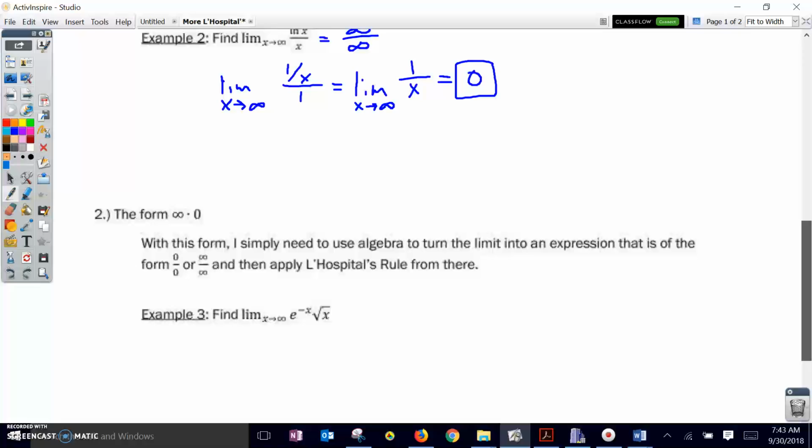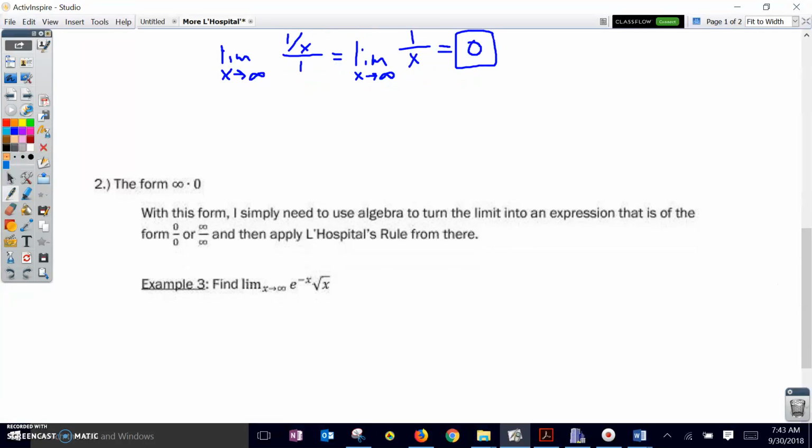Next we'll take the form infinity times 0, something like what we've got here. Find the limit as x goes to infinity of e to the negative x times the square root of x. And when I do that, e to the negative x approaches 0, and the square root of x approaches infinity. And we don't really know what something approaching 0 times something approaching infinity is always going to be equal to.